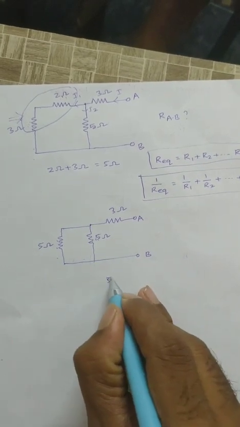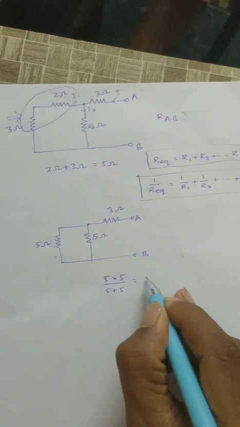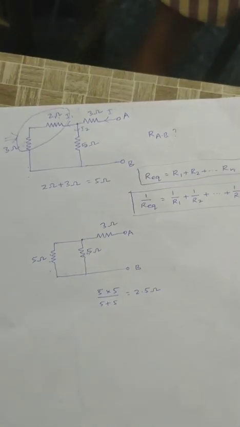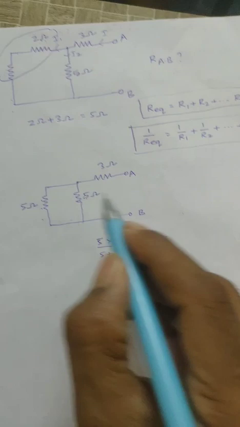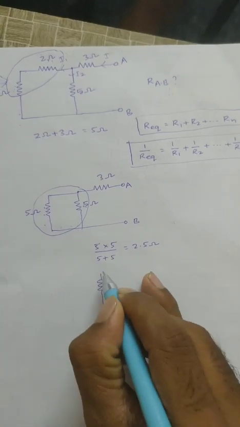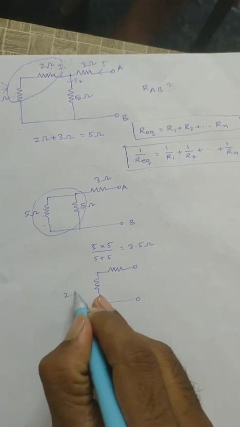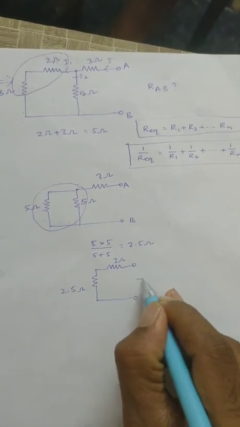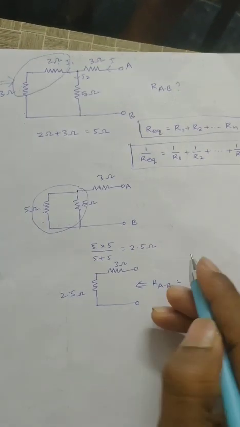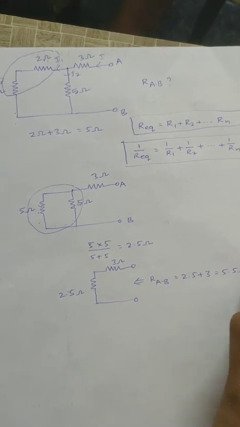For two resistors connected in parallel, the formula will be R1 into R2 by R1 plus R2. You will get 25 by 10, that is 2.5 ohms. Okay, then this resultant value will be 2.5. 2.5 ohm and 3 ohm, right? Then the resistance between A and B terminals is equal to, these two are connected in series, 2.5 plus 3, that is 5.5 ohm is the answer.